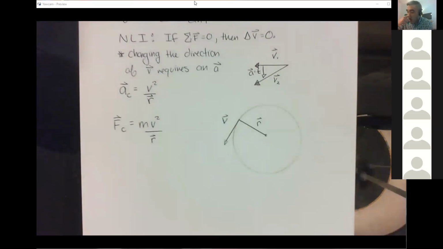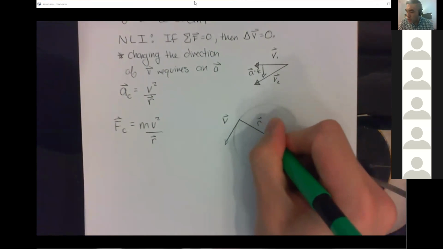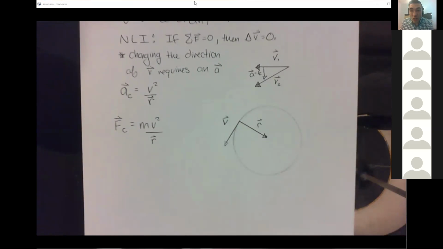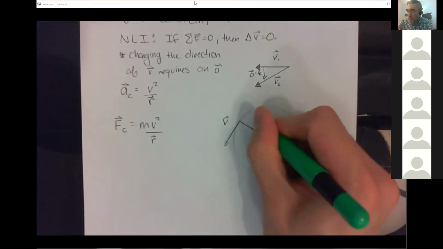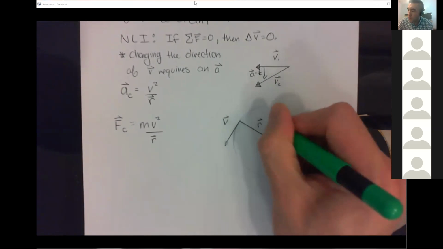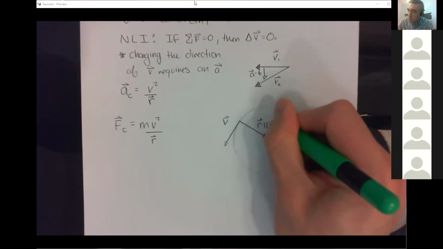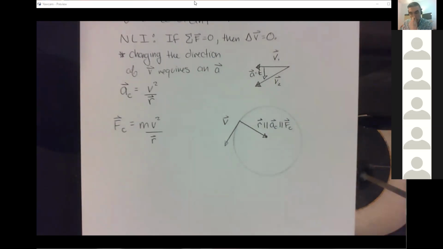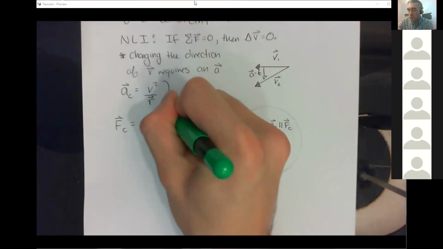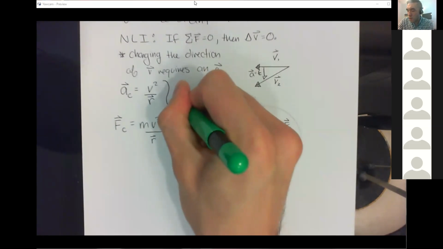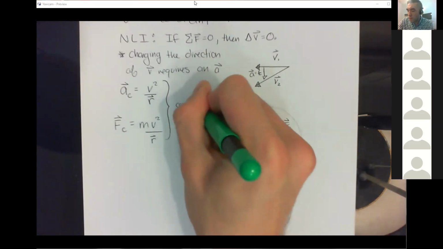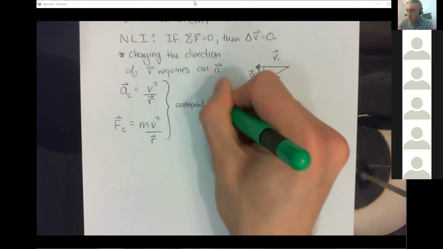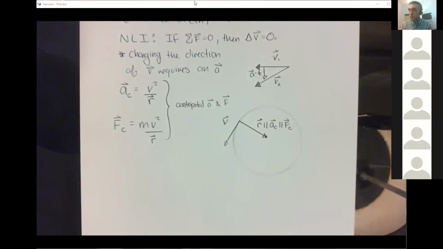This is r. And this is also the exact same direction as the centripetal acceleration and the centripetal force. So I'm going to say that if this is my radial vector r, the centripetal acceleration is parallel, and so is the centripetal force. These are all parallel. We're right here. This is centripetal acceleration and force. Is this okay? Mm-hmm. Okay.